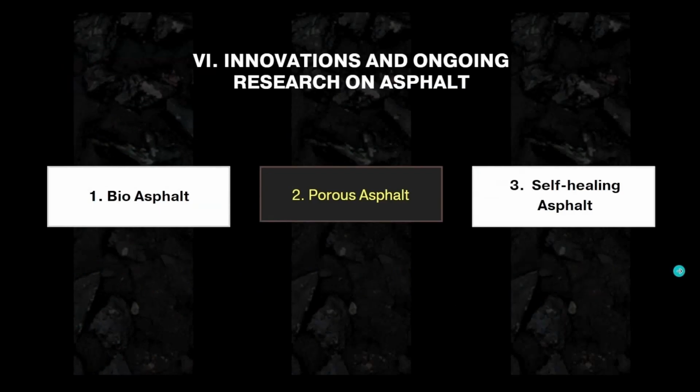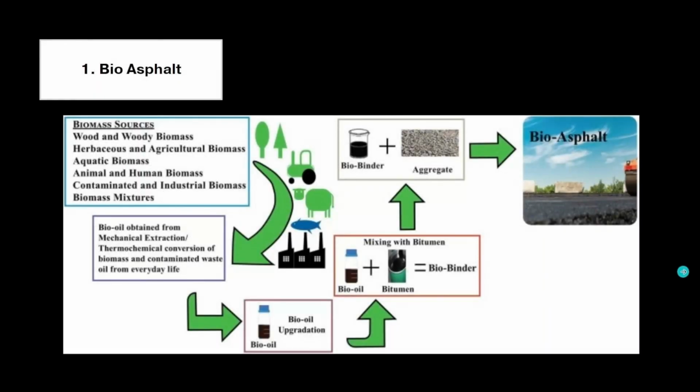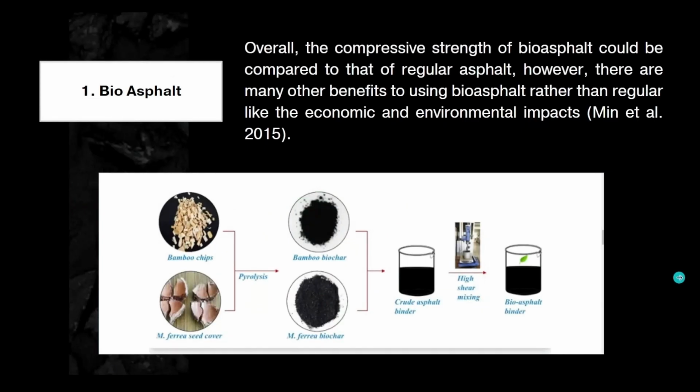For innovations and ongoing research on asphalt, first we have bioasphalt. Perhaps the newest breakthrough in recycled and renewable pavements, bioasphalt is an asphalt alternative made from non-petroleum-based renewable resources. The benefits of using alternative binders are that they can help save natural resources and reduce energy consumption while maintaining, and in some cases improving, pavement performance. Overall, the compressive strength of bioasphalt could be compared to that of regular asphalt. However, there are many other benefits to using bioasphalt rather than regular, like the economic and environmental impacts.